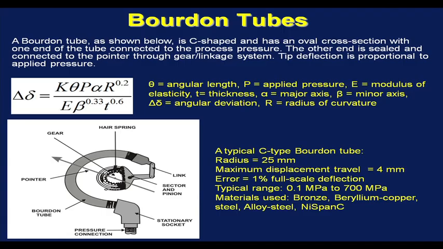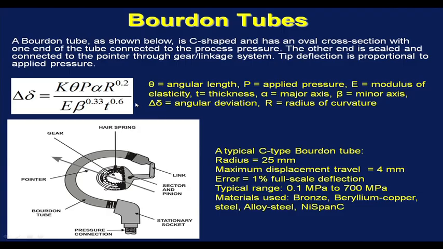In fact, the tip deflection depends on various other factors. For example, for a particular design, the tip deflection can be expressed by this equation, which relates the deflection of the Bourdon tube to k times theta times p times alpha times r to the power 0.2 divided by E beta to the power 0.33 t to the power 0.6. What it means is the deflection depends on theta, which is the angular length, and it is directly proportional to the pressure being applied and the angular length.